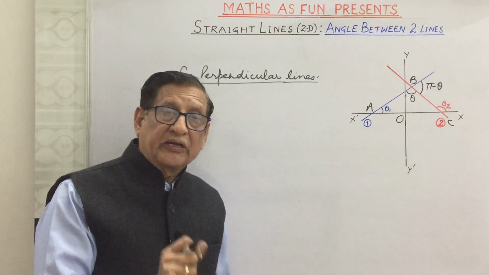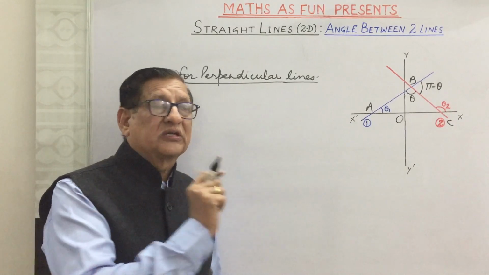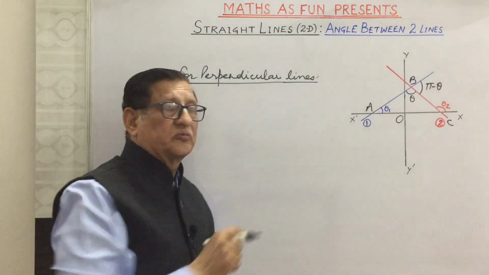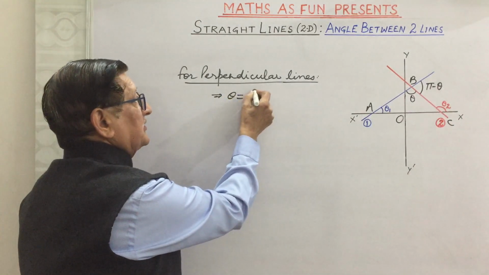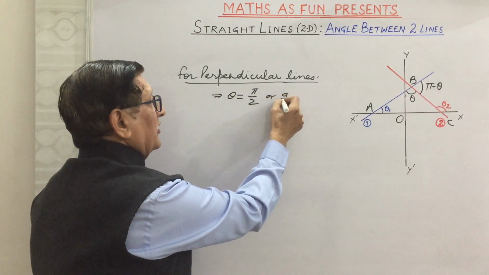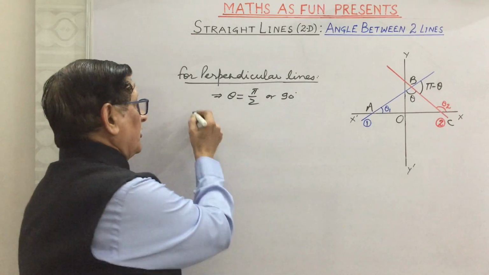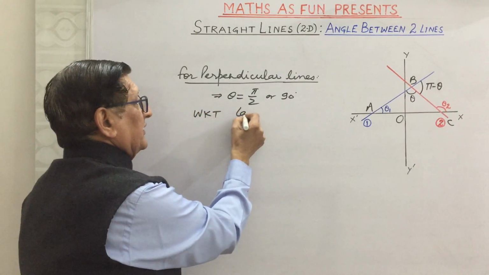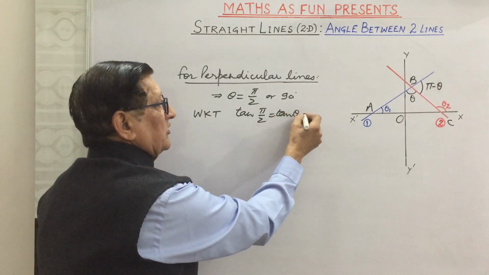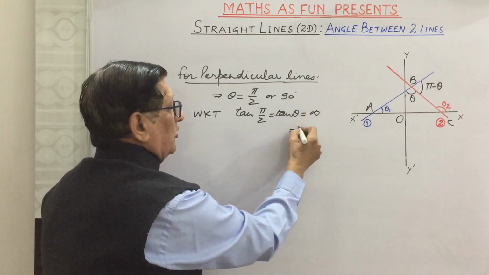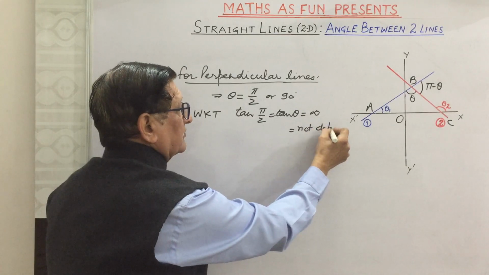If the lines are perpendicular to each other, then we know that the angle of intersection of them is to be 90 degree or pi by 2. It means we can say that theta is pi by 2 or 90 degree. And we also know that tan pi by 2, which is tan theta here, we know is infinity, or we say not defined.